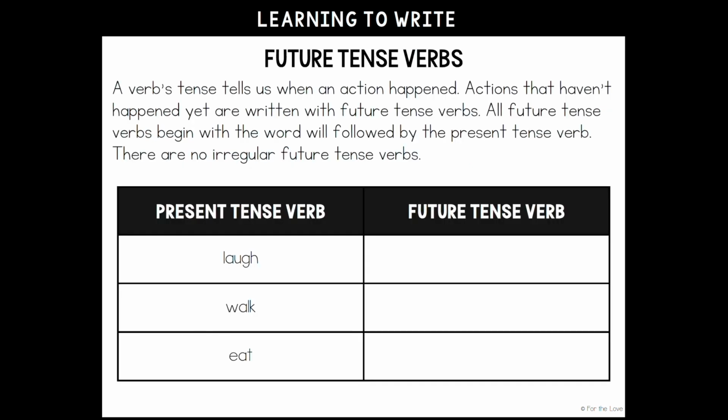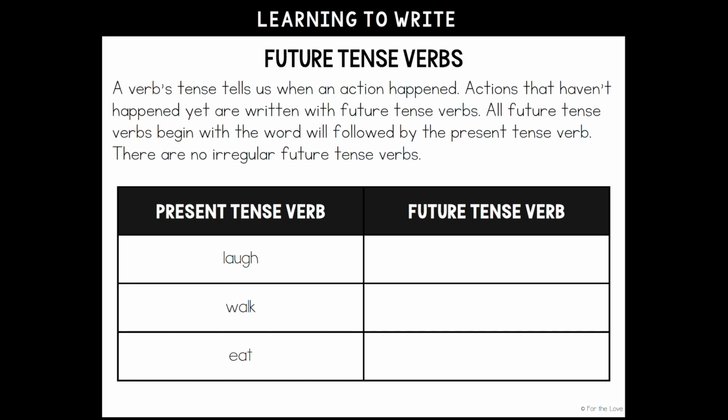Future tense verbs are the easiest tense of verb because all we do is add will before the present tense version of the verb. A verb's tense tells us when an action happened. Actions that haven't happened yet are written with future tense verbs. All future tense verbs begin with the word will followed by the present tense verb. There are no irregular future tense verbs, which is very helpful after all the work we did with past tense verbs.